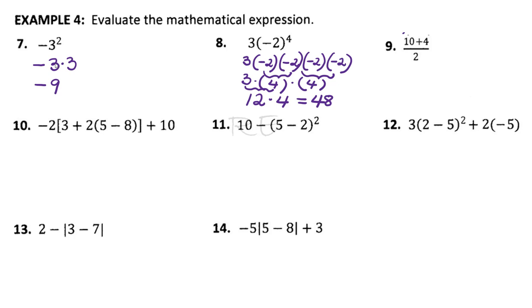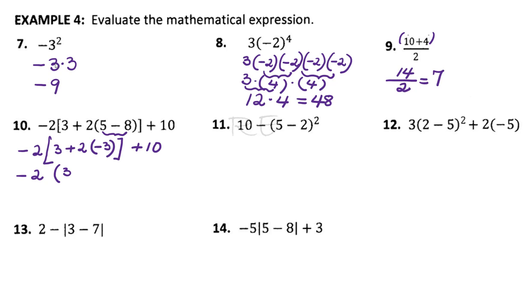If we group the numerator with parentheses, 10 plus 4 is 14 divided by 2, and our answer is 7. When we have brackets, we must follow the order of operations within the bracket. So we're going to do parentheses first, and 5 minus 8 is -3. And keep everything the same. Within the bracket, we again follow order of operations, and 2 times -3 will be -6. And 3 minus 6 is -3. Now, order of operations, -2 times -3 is equal to +6 plus 10, and our answer is 16.